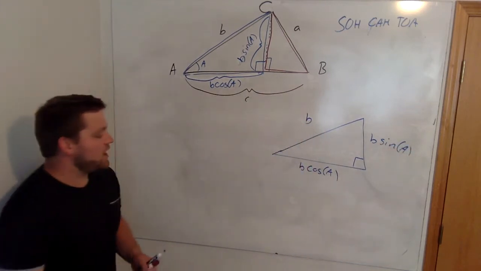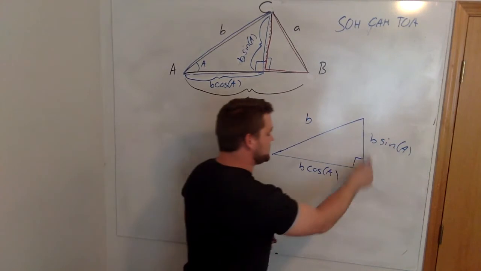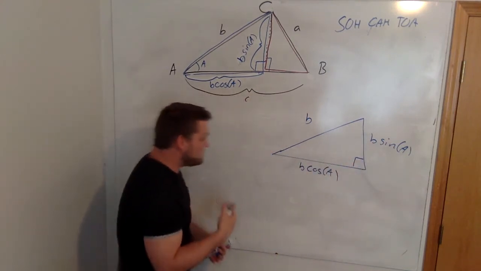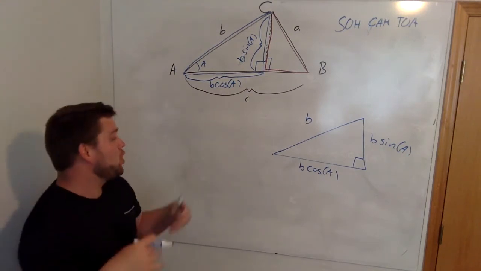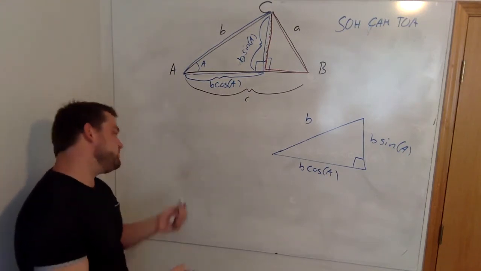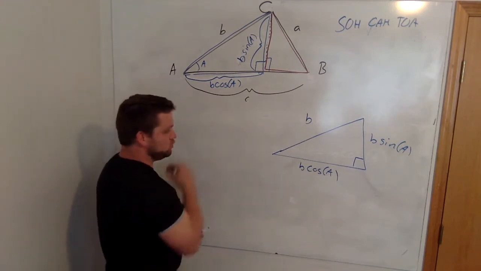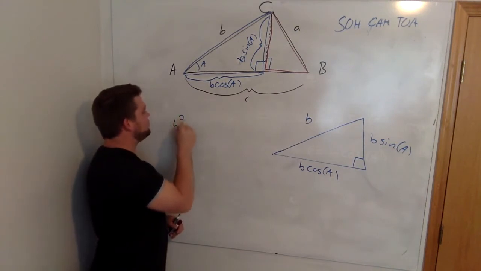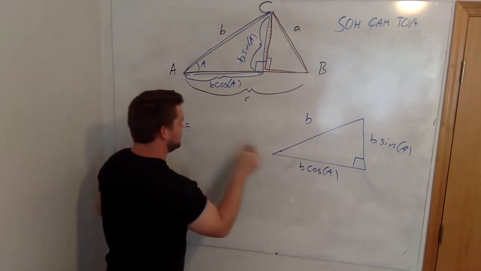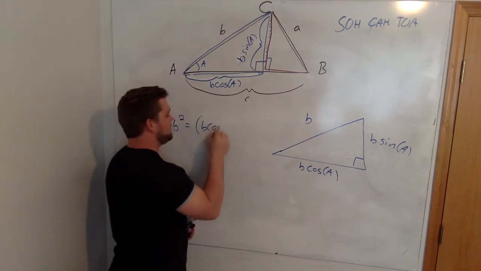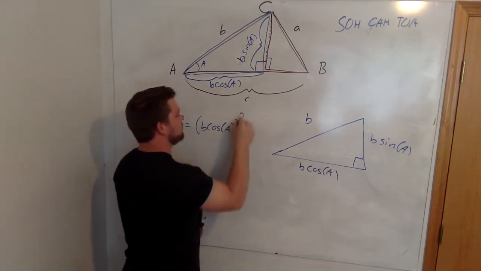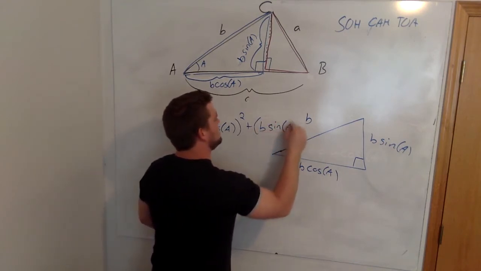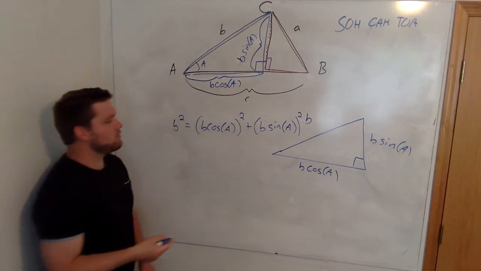So now we have a right triangle, and we're saying, hey, I know the lengths of the legs. I've got the length of the hypotenuse. This is all in terms of B's and A's. Pythagorean theorem. Let's see if it does anything nice for us. What does the Pythagorean theorem say about this blue right triangle? Well, it says that the square of the hypotenuse, B squared, is equal to the sum of the square of the legs. So B times the cosine of A squared plus B times the sine of A quantity squared. So this is what the Pythagorean theorem says.